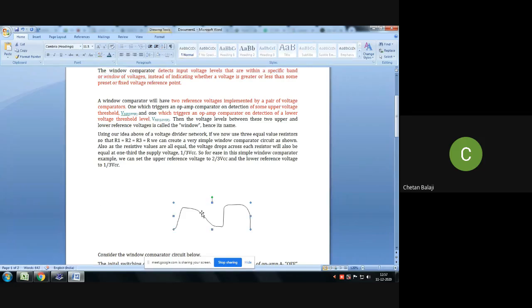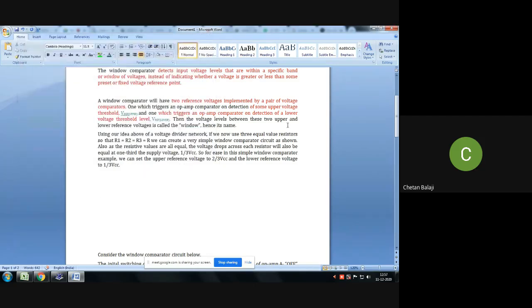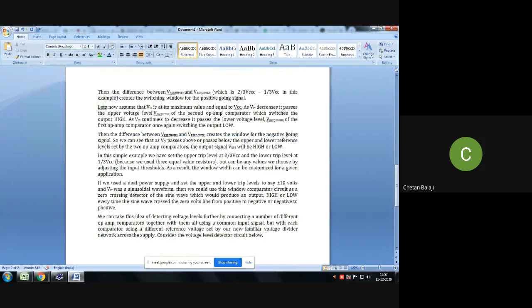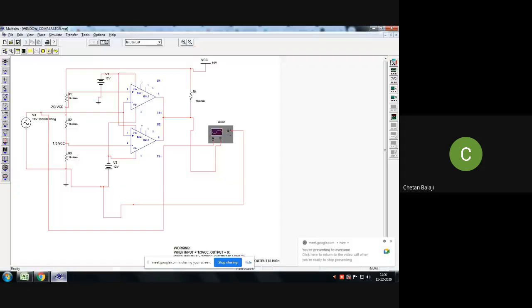That is how we have to understand this experiment. I think he has explained it very clearly. If you understand what I said on the screen, that is much more than enough. Let's not worry about this. Let's start with the circuit directly.